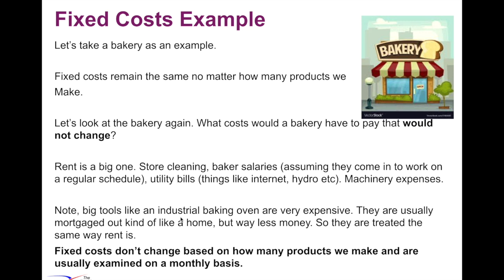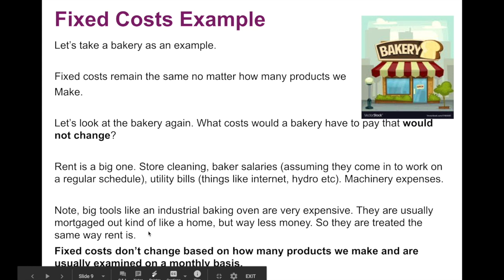So going back to the oven example, big tools like an industrial baking oven are very expensive. They're usually mortgaged out. They're not something that people usually buy in cash. I mean, it can happen sometimes, but industrial ovens can cost like $50,000. They're expensive, and they're big, heavy pieces of equipment. And so sometimes they're mortgaged out like a home, just with a lot less money, like 50 grand mortgaged out instead of 400,000.